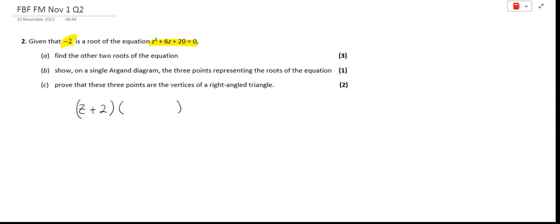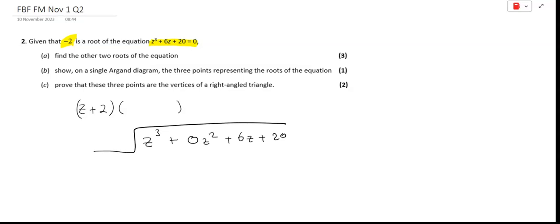In order to find that, this is like single maths, like what we do in single maths year 1, chapter 7. We're going to do some long division. Make sure you put the z squared in, just to avoid making any silly mistakes in there. And then we're going to divide that by z plus 2. z cubed divided by z is z squared. Multiply that, you get z cubed plus 2z squared.